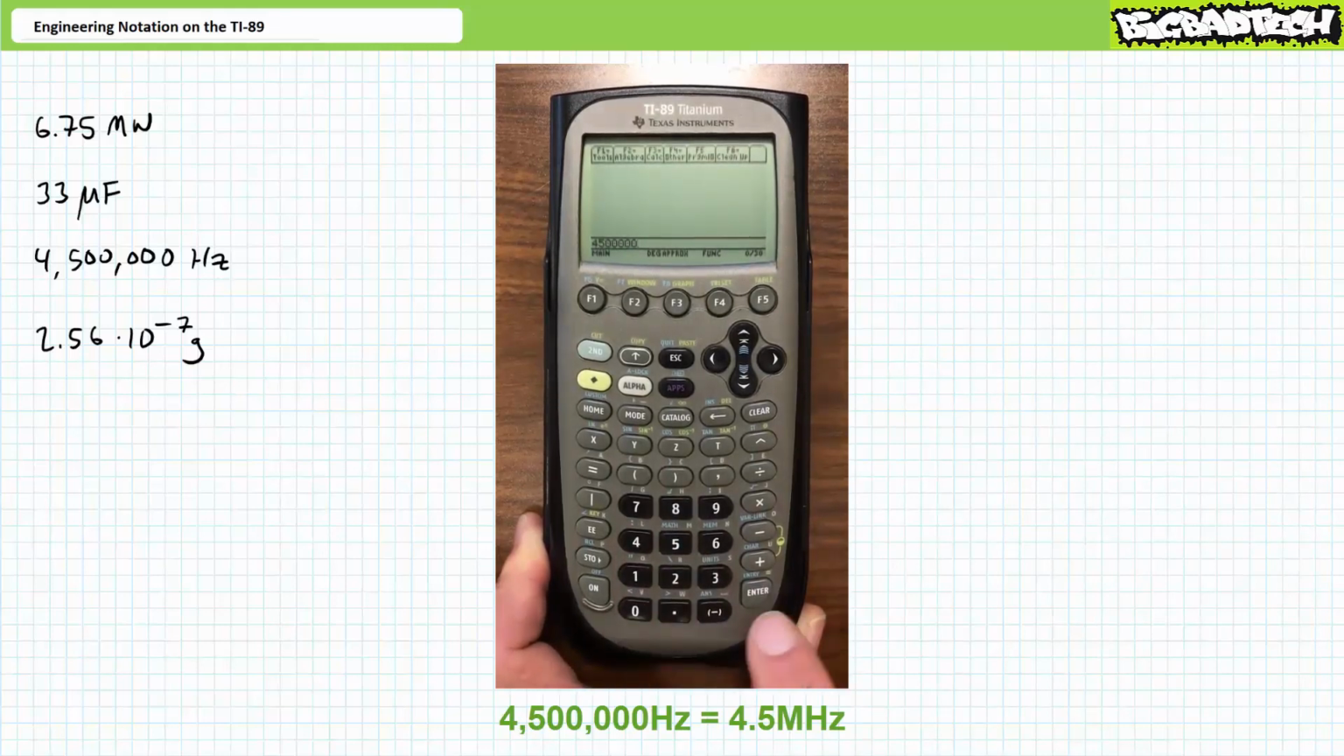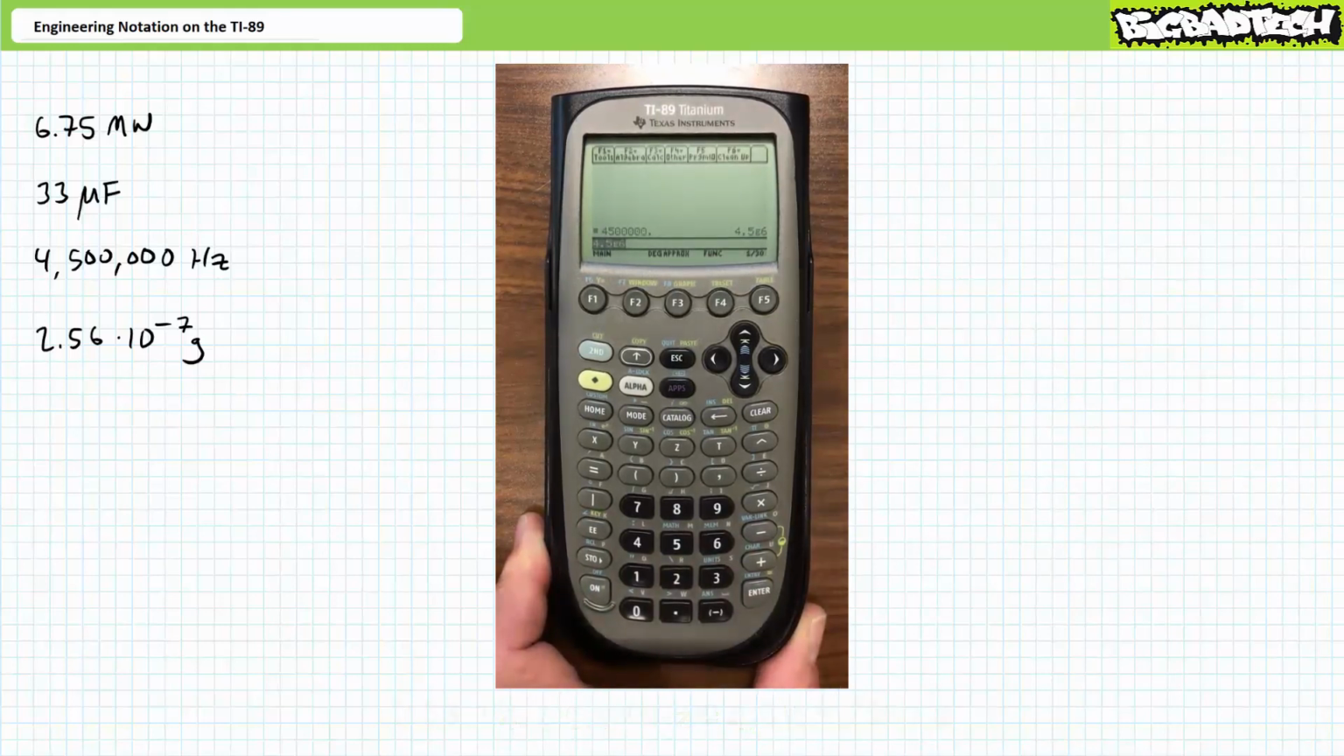4,500,000 hertz is 4.5 times a million, or 4.5 megahertz. Alternatively, we could have entered this as 4.5 EE6. Either method of entry results in 4.5 E6 being displayed on the calculator. Finally, 2.56 times 10 to the negative 7th is a number expressed in scientific notation.